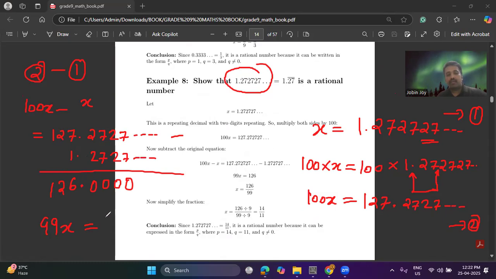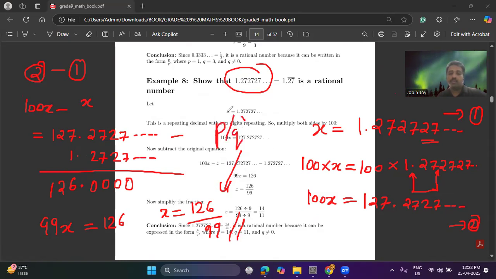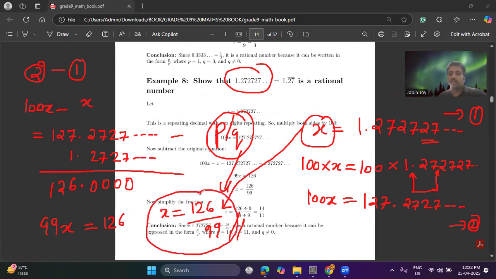So 99x will be equal to 126. So what will be x? x is equal to 126 divided by 99. So now this is in the form of what? This is in the form of P by Q. So the given number is x. What is the value of x? 1.272727, etc. So I wrote the given number in the form of a rational number, that means P by Q form. So the answer is 126 divided by 99.